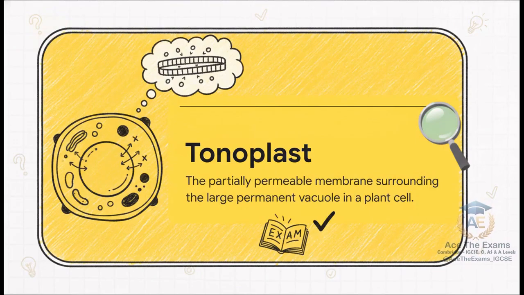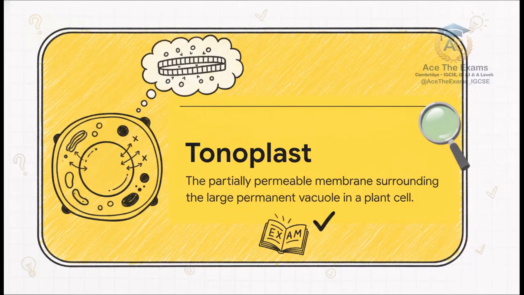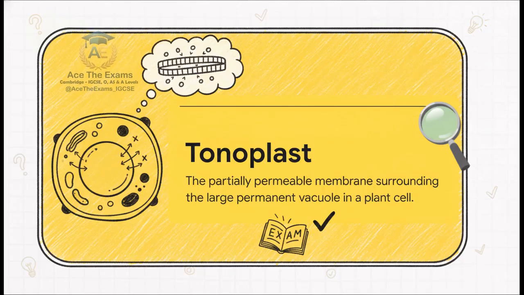So let's lock that baseline definition down right now. The tonoplast is the partially permeable membrane surrounding the large permanent vacuole in a plant cell. Look at the precision there. It's not just some layer, it is definitely not a wall, it is a partially permeable membrane. You've got to memorize this exact phrasing. It's the absolute bare minimum required to satisfy the examiner before you can even think about jumping into complex water potential analysis.